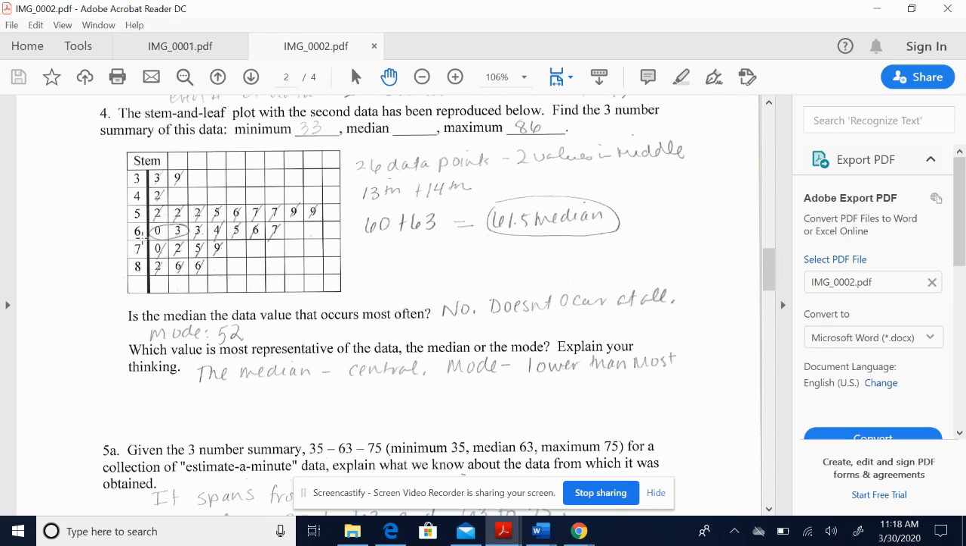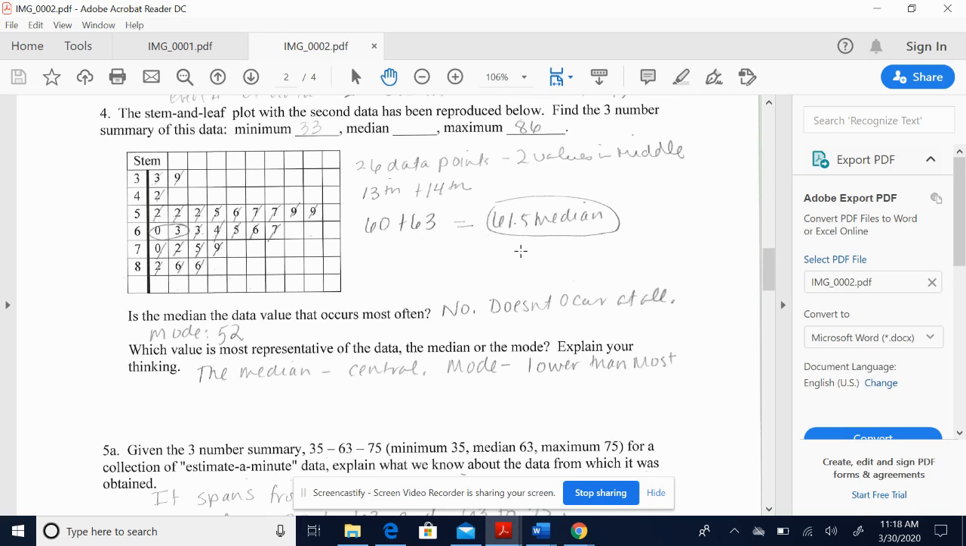Now this is the 13th and the 14th point. Okay, it's 60 and 63. So I could add them up and divide by 2. I also could ask myself, there's a difference of 3. Where's the middle? 1.5. So 61.5 is my median for this one. Is the median the data value that occurs most often? No, it doesn't occur at all here.